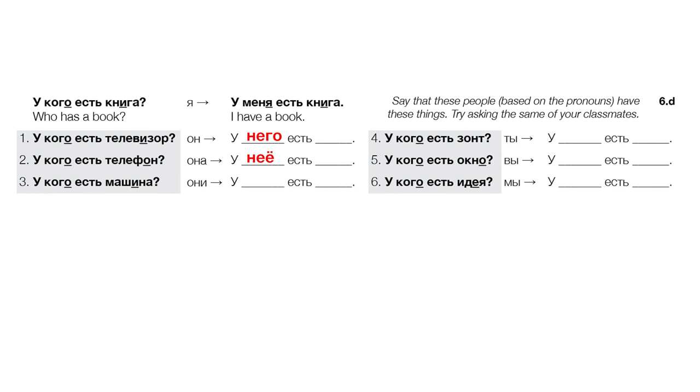Three. У кого есть машина? Who has a car? У них есть машина. They have a car. Четыре. У кого есть зонт? У тебя есть зонт. You have an umbrella. Пять. Five. У кого есть окно? Who has a window? Let's use вы, right? So this could be you, formal or multiple yous. У вас есть окно? Шесть. У кого есть идея? Who has an idea? У нас есть идея. We have an idea.